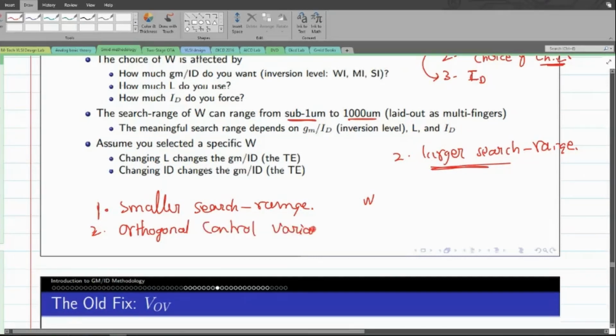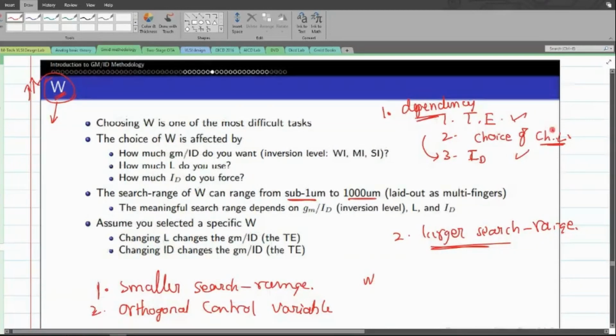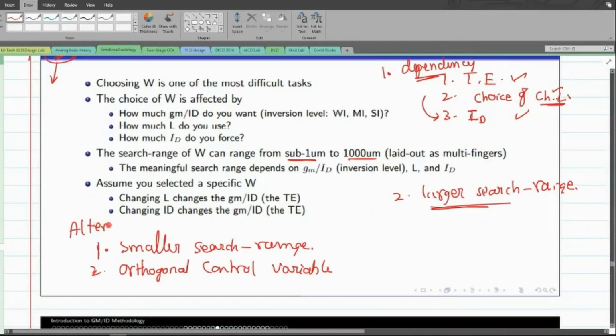Now, what do I mean by this orthogonal control variable? This means that any variable that I'm going to use, if I vary it, it should not disturb these choices. I want this variable, which I'm supposed to substitute in the place of width, to be orthogonal to these dependencies. I do not want to depend on this set of variables, so that I can choose my variable independent of these quantities. So we need an alternate variable for the width, because of the reasoning of these two things.